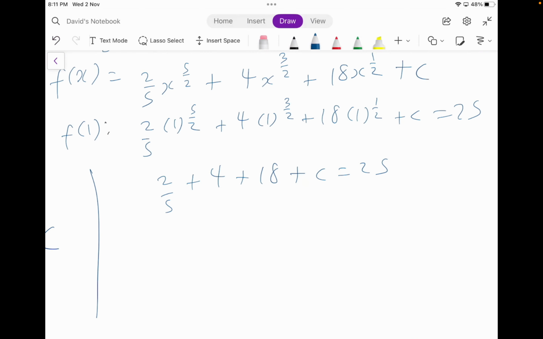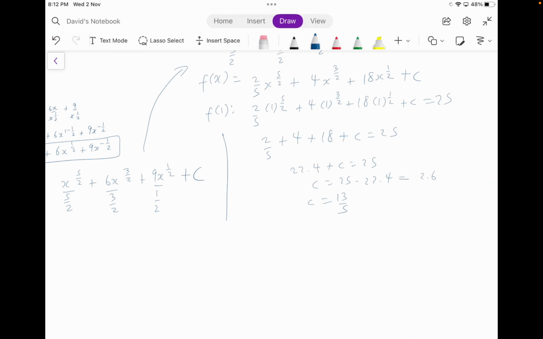2 by 5th plus 4, I'm just going to put this in my calculator. You're getting 22.4 plus c is equivalent to 25. This is just basic algebra substitution. You're going to get the value of c to be 25 minus 22.4. This is going to become 2.6. So c's value in terms of fractions is 13 by 5.